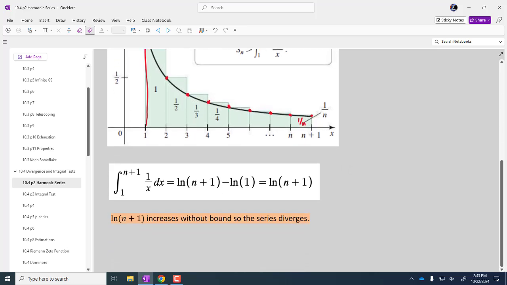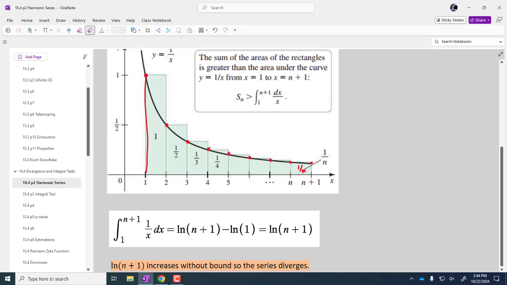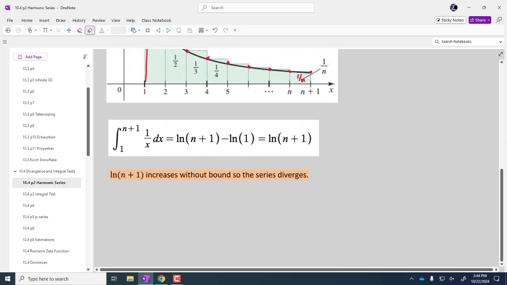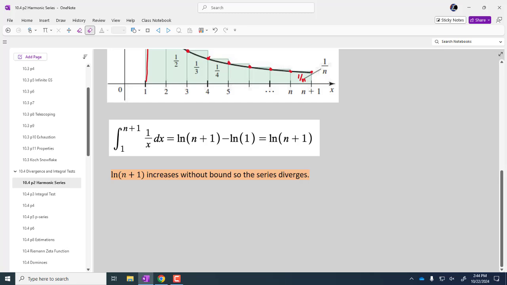If we look at this integral, we know that S sub n is bigger than it. So let's look at this integral. We're going to go from 1 to n plus 1 of 1 over x. That integrates to the natural log of the upper limit minus the lower limit. By a log property, the lower term is 0. So this definite integral has this value, and what's the limit of this as n goes to infinity? It goes to infinity as n goes to infinity.